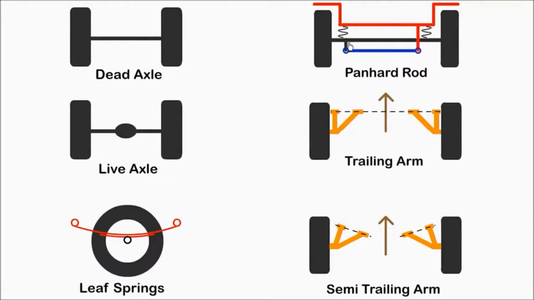With an independent rear suspension, there is no axle between the wheels. The wheels can move independently of each other. Examples include trailing and semi-trailing arm.